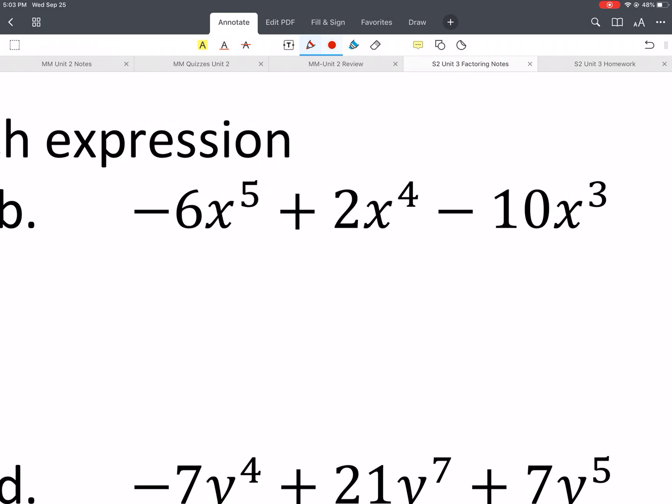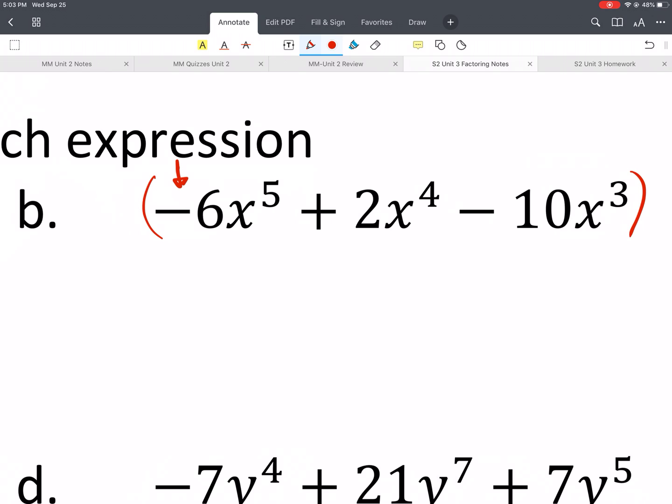Okay? Checking first, we have standard form, 5, 4, 3. Standard form, great. Next, we'd want to do the greatest common factor. So look at the numbers first. We have a 6, a 2, and a 10. I would say we could probably factor out a 2. Again, we have a leading negative, so we'd have a negative 2. And then for the variables, this is our smallest exponent, so we'd have x to the third.